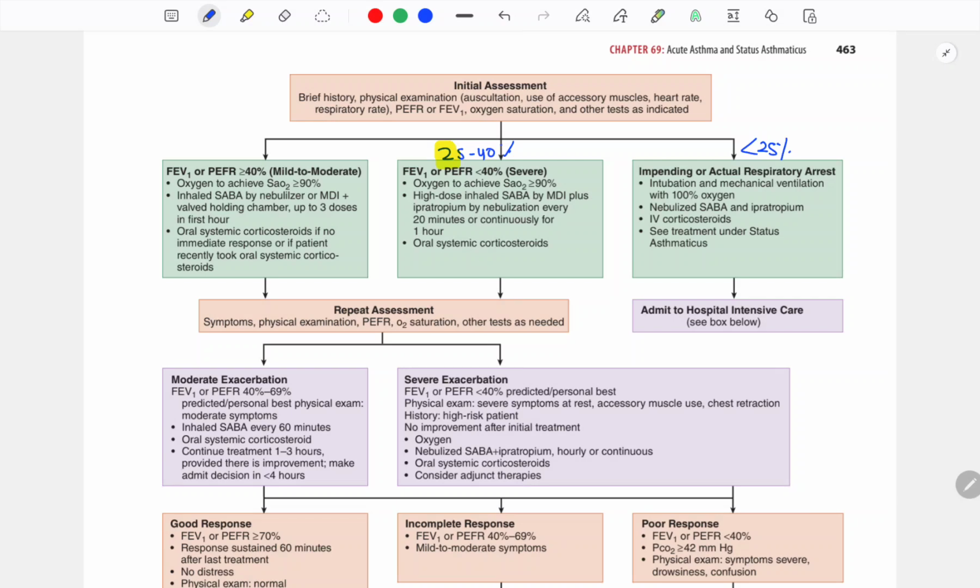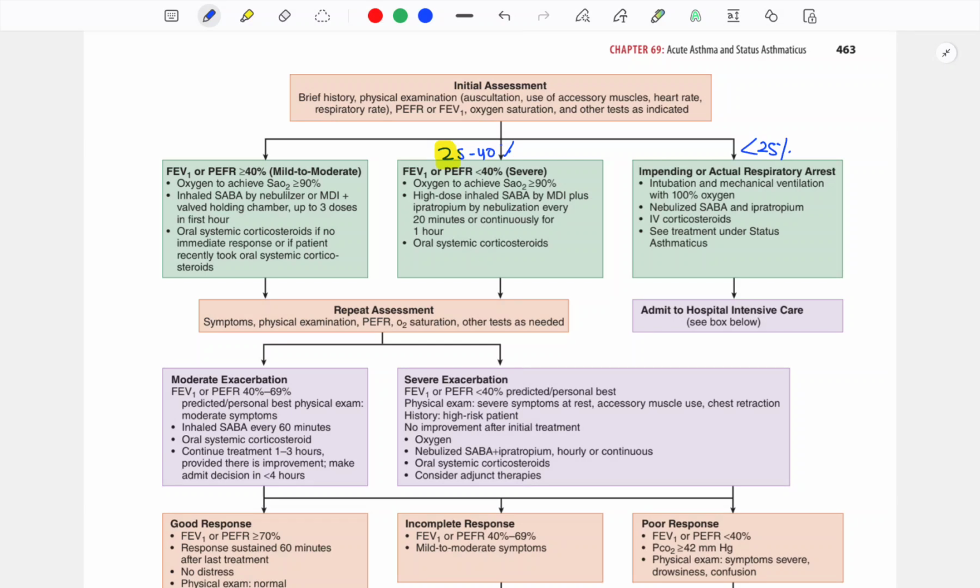So if the patient is life-threatening, you are going to intubate and mechanically ventilate the patient. Nebulize salbutamol and ipratropium, IV steroid, magnesium sulfate, and see treatment under status asthmaticus, admit to the ICU. If the PEFR is 25 to 40%, you will provide oxygen, nebulize with bronchodilator, salbutamol and MDI ipratropium every 20 minutes back to back for at least 1 hour. And oral systemic corticosteroids are provided. If it is mild to moderate, oxygen, SABA, nebulized or MDI, and systemic corticosteroid.